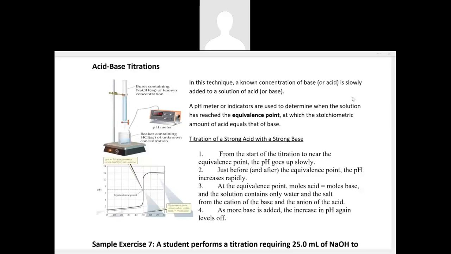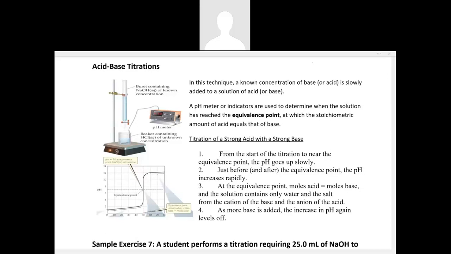In this next video from chapter 17 on some additional aspects of aqueous equilibria, we're going to start here with acid-base titrations that you're most familiar with. By that, I mean strong acid, strong base. So that's what we'll take a look at in sample exercise 7. But I just wanted to quickly review some of the information provided here about acid-base titrations.